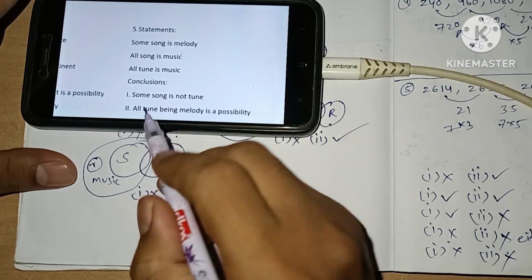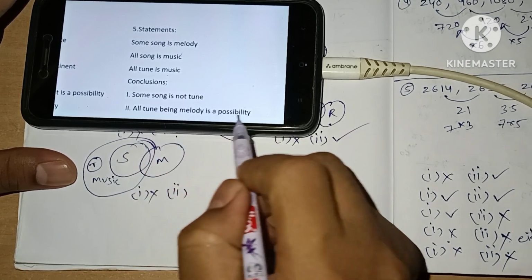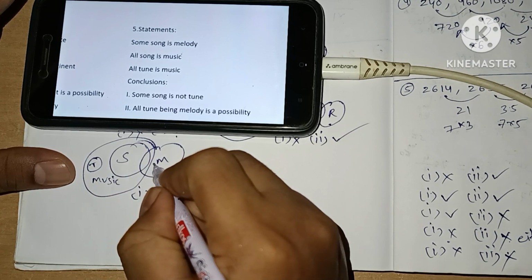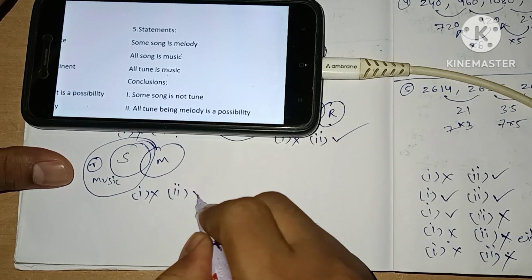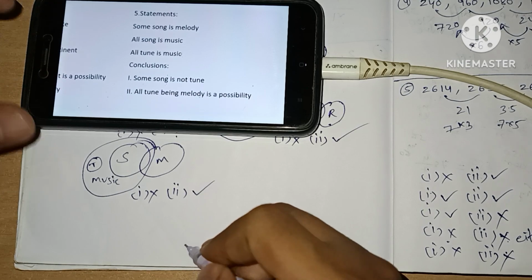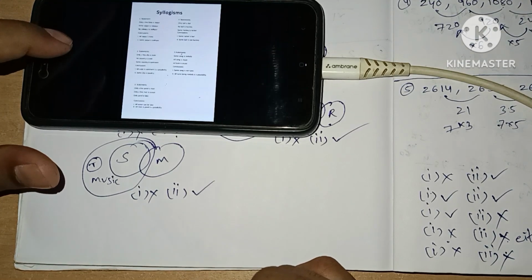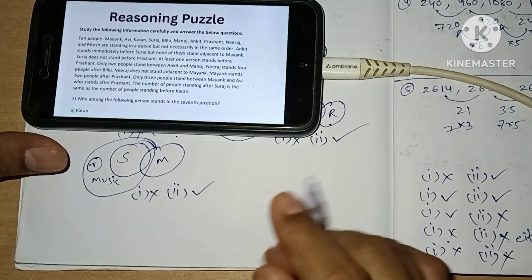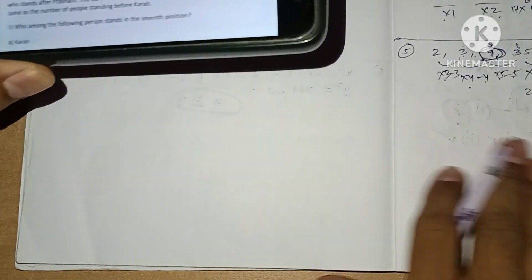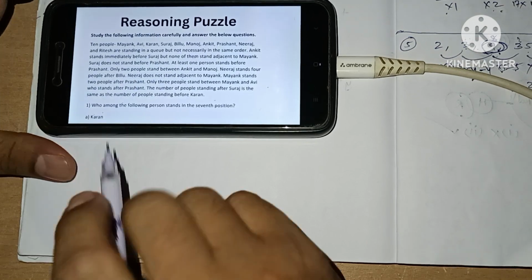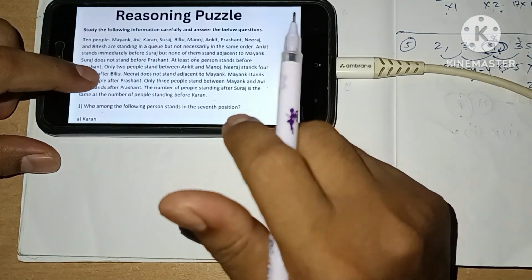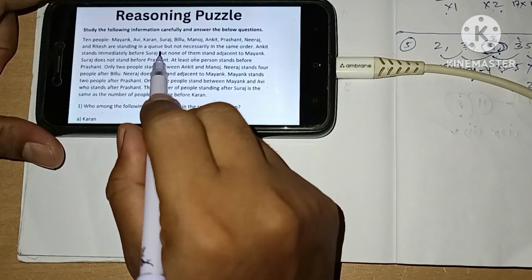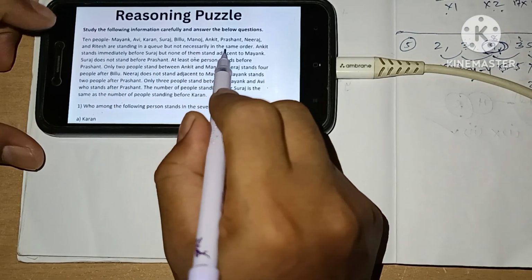Next, second conclusion. All tune being melody is a possibility. All tune can be placed inside melody. Is it possible? Yes, it is possible. So it is true. Now we are going to see a reasoning puzzle. The puzzle is 10 people are standing in a queue, but not necessarily in the same order.